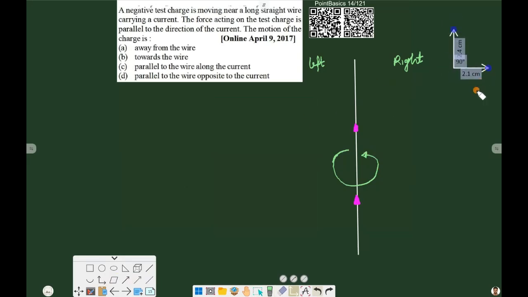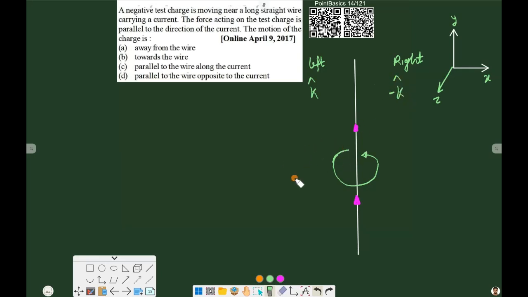Suppose these are the coordinate axes. This is x, this is y, and this is z. Here the current is in the y direction. Normally current does not have any direction, but because its direction is related to the motion of the electron, we are taking the upward or y direction. On the left side the magnetic field is in the positive z direction, and on the right side the magnetic field is in the negative z direction.